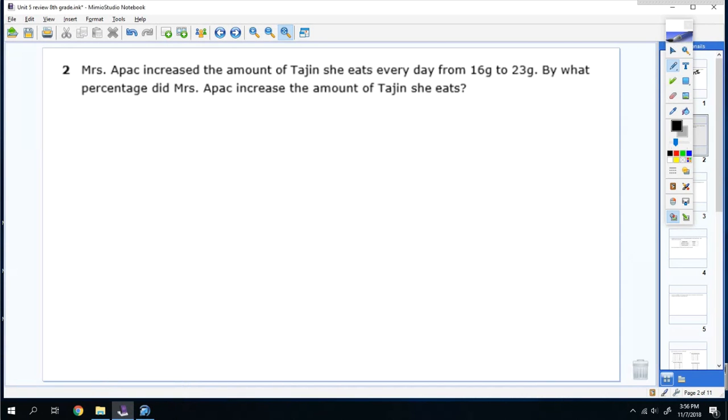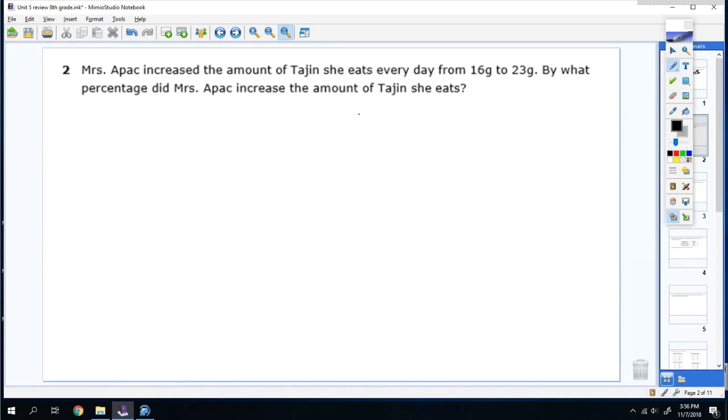So Miss APAC increased the amount of tahine she eats every day from 16 grams to 23 grams. But by what percentage did Miss APAC increase the amount of tahine she eats? So since you're trying to figure out the amount of increase, you have to figure out the original, you have to figure out the amount it changed. So you do 23.